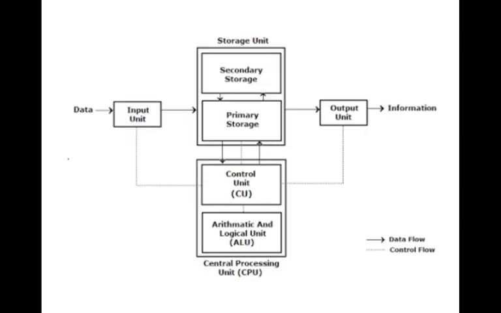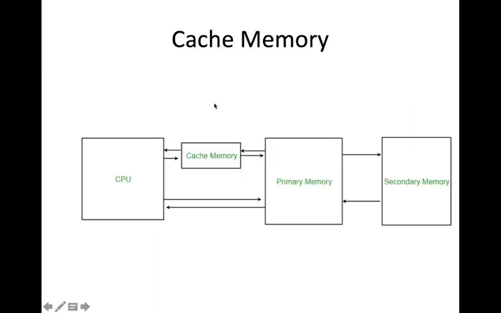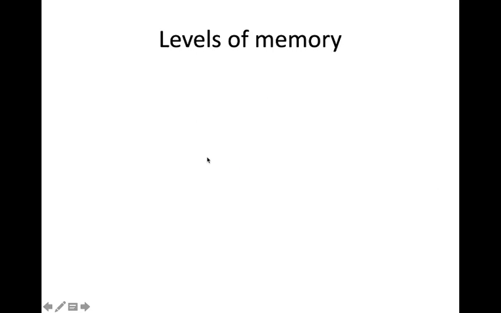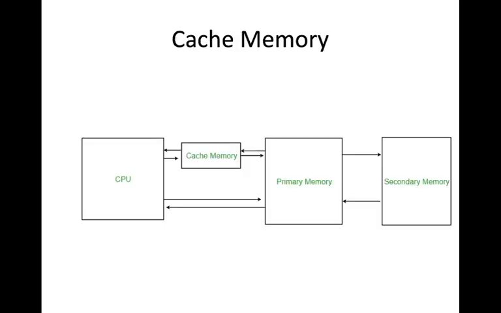Then we have cache memory. There is some memory in between this primary storage and the CPU. So in between CPU and primary memory, we have cache memory. It is actually a temporary memory which is used to store some programs that are being executed. It is a very high speed memory.